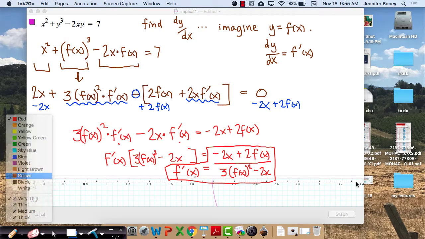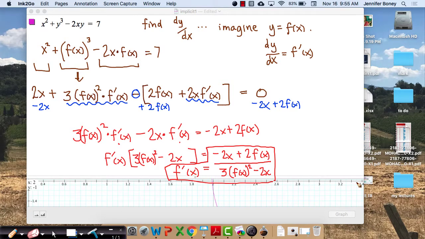Using the original symbols, this would be dy dx equals negative 2x plus 2y over 3y squared minus 2x. And again, you could write the terms as addition and subtraction. You could write that a different way, like numerator 2y minus 2x, or you can factor out the 2 if you felt like it, but it doesn't reduce. But in any case, we have an expression for dy dx.